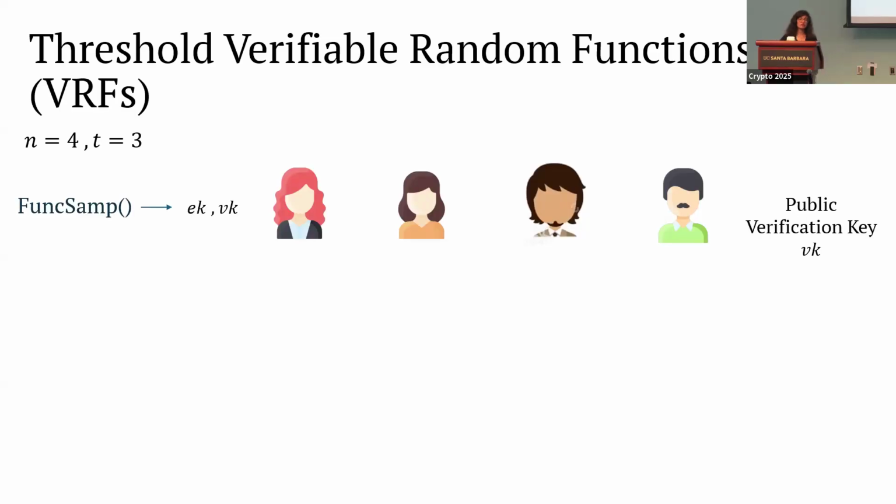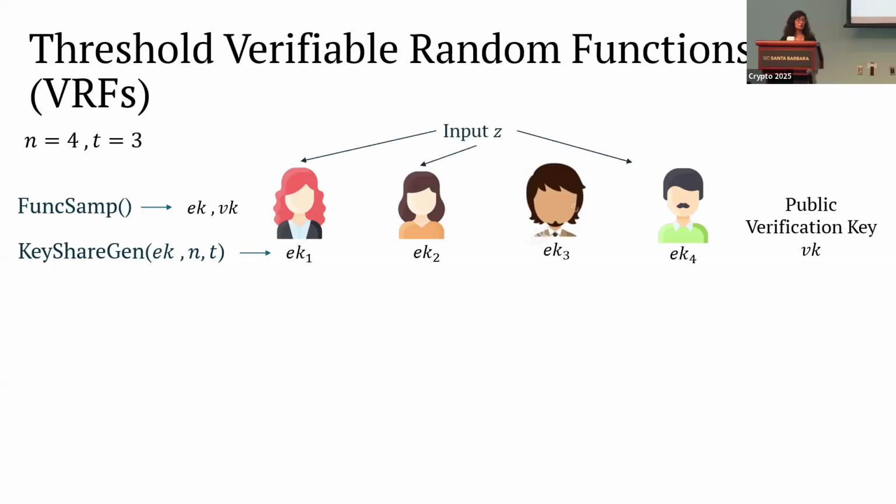So for a threshold VRF, we start with a function sampling algorithm, which will give you an evaluation key EK, which you can use to evaluate the function, plus a public verification key VK. Then we can use a key share gen algorithm to split this key among n parties. So now we have shares EK1 to EK4. Then if you want to evaluate this VRF at any input Z, you can send that to any 3 parties.